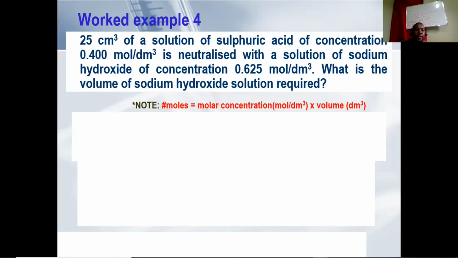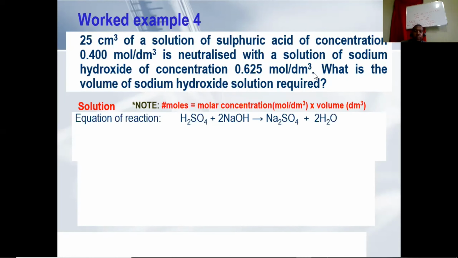All right, so I'm giving you this one to try. It's 25 cm cube of a solution of sulfuric acid of concentration 0.400 mole per dm cube, neutralized with a solution of sodium hydroxide of concentration 0.625 mole per dm cube. What is the volume of sodium hydroxide solution required? All right, so there's a note there that mole is equal to molar concentration times volume, and we're asked to find the volume there.